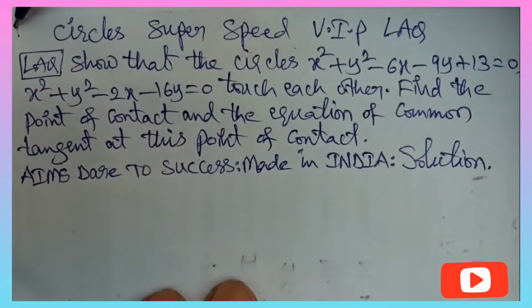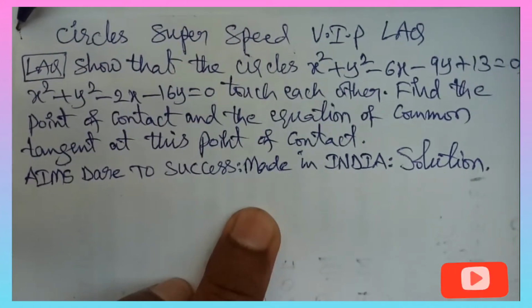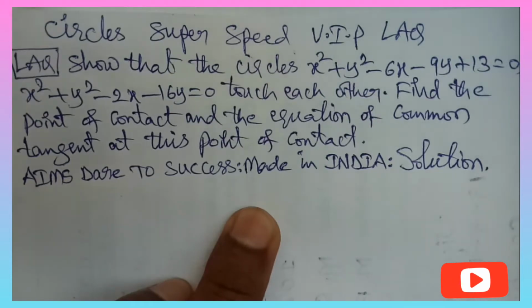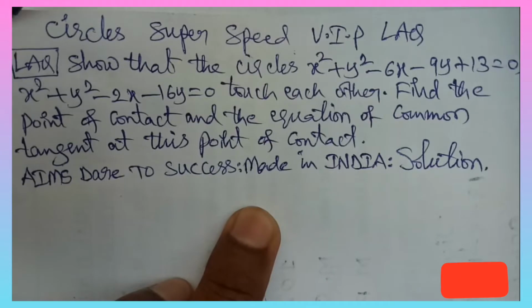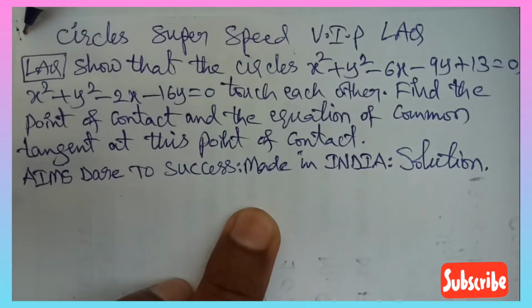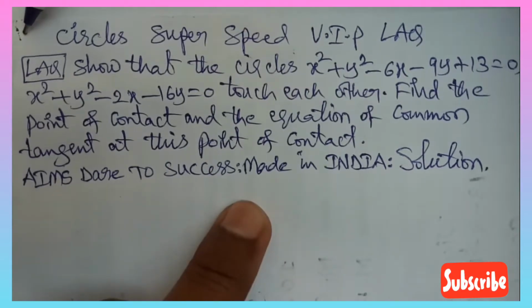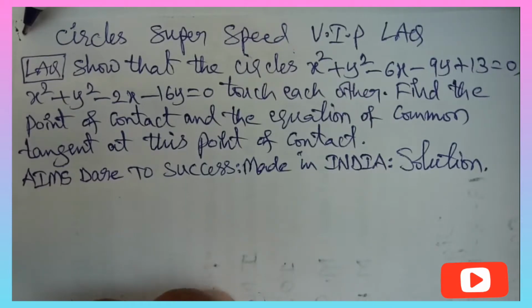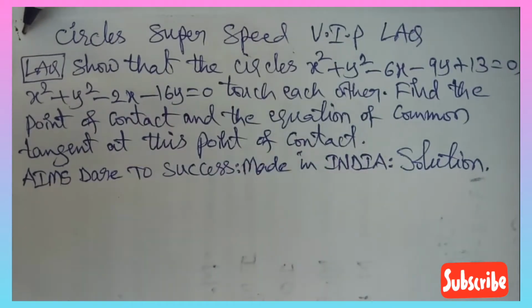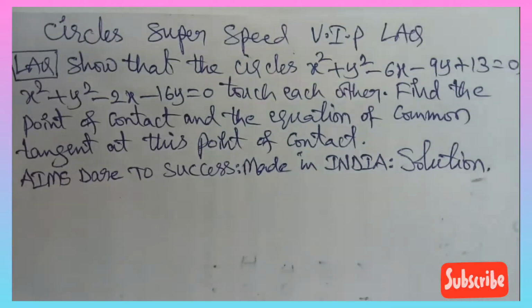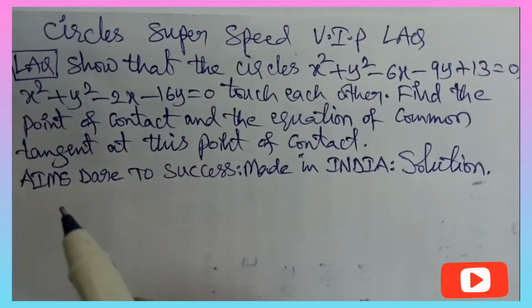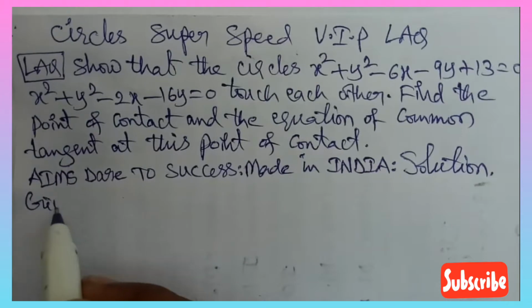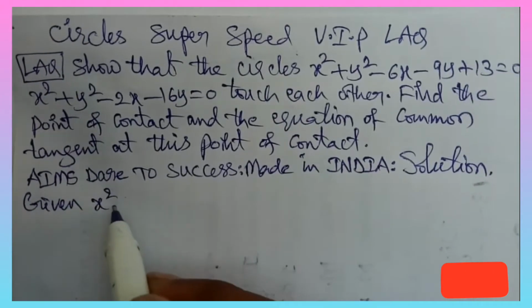Today I wanted to discuss with you circles, a very important previous long answer question. Show that the circles x square plus y square minus 6x minus 9y plus 13 equal to 0, x square plus y square minus 2x minus 16y is equal to 0 touch each other. Find the point of contact and the equation of common tangent at this point of contact. Here we wanted to find three conditions.